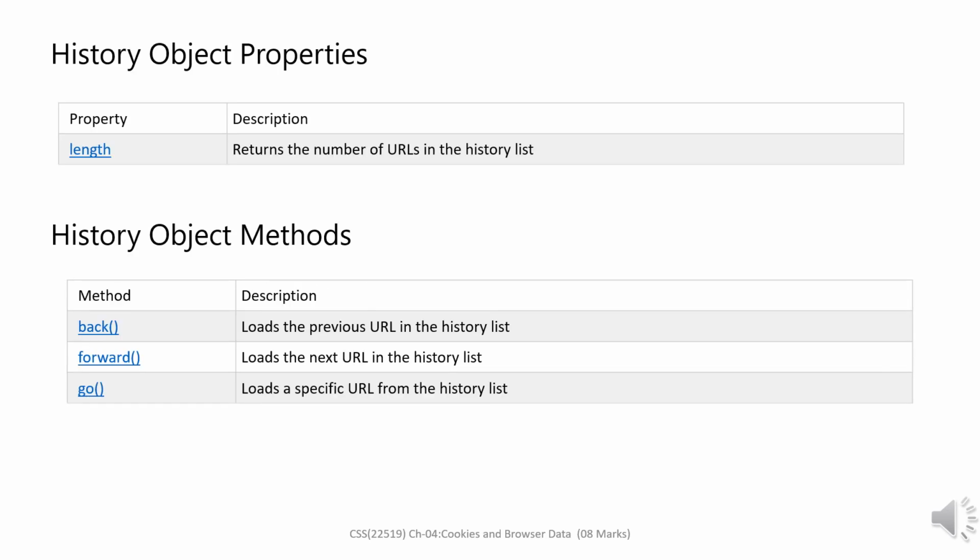These are some history object properties and history object methods. The length is the property of the history object, and it returns the number of URLs in the history list. And these are the history object methods: back, forward and go. Back loads the previous URL in the history list, forward loads the next URL in the history list, and go loads a specific URL from the history list. These are the properties and methods for the history object.